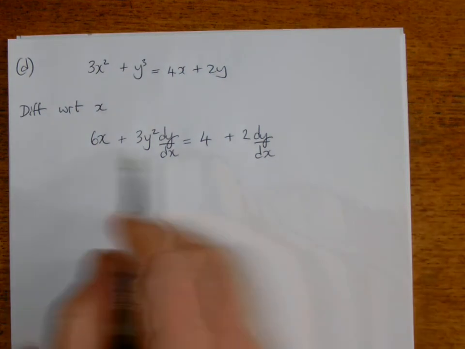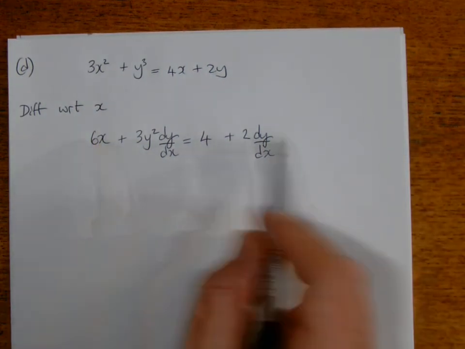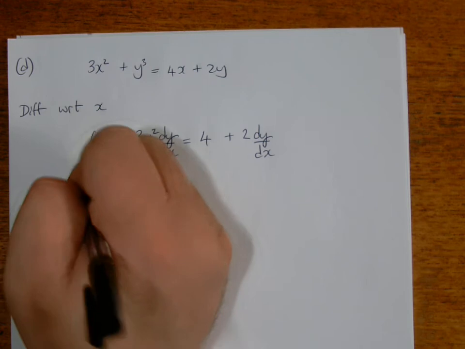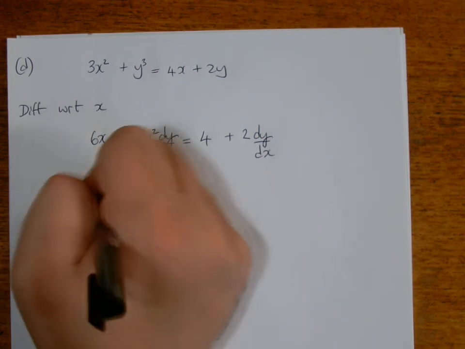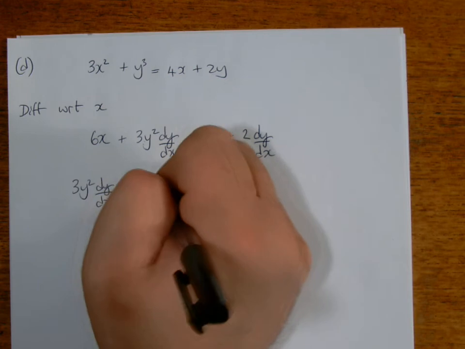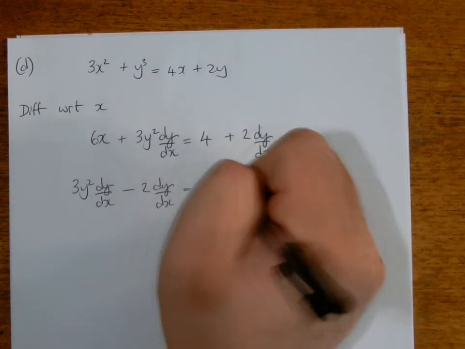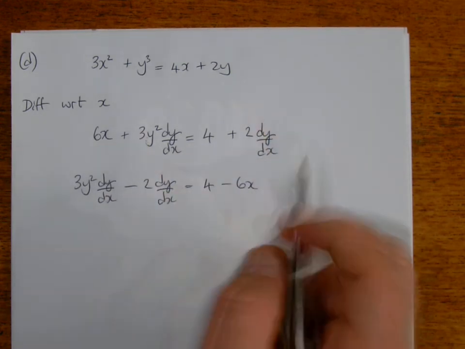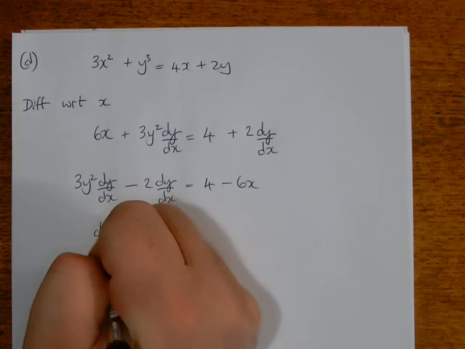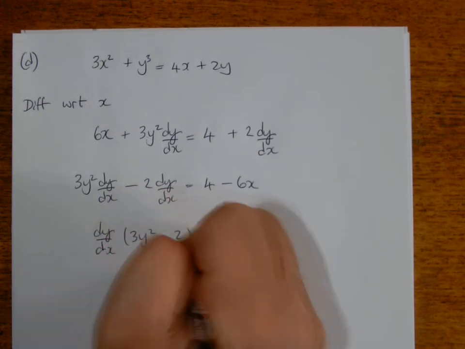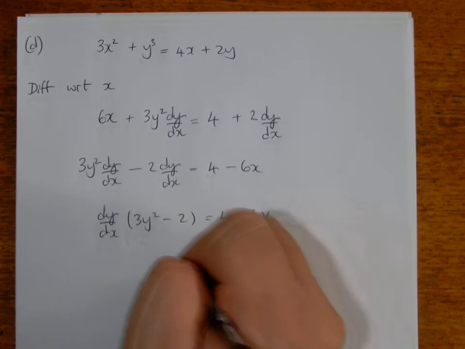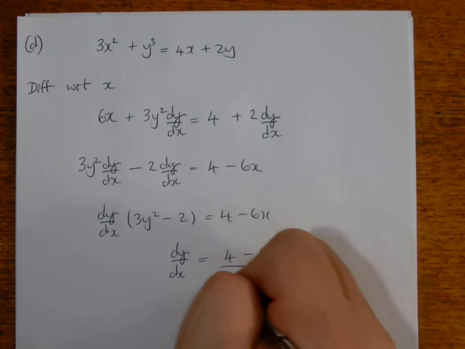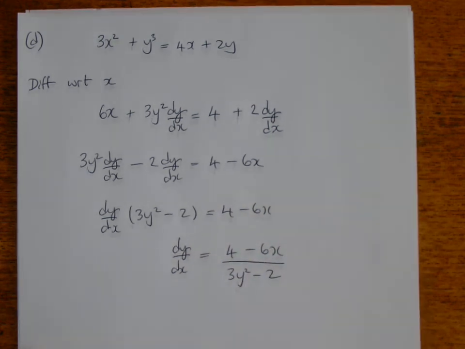Okay, so if we look at all the terms, there's no common factor here, because that one's odd, isn't it? The rest are even, but that's odd. So get the dy/dx's onto one side. So maybe we'll do this. We take the 6x over. We bring the dy/dx over this side. Factorize then the dy/dx. So my dy/dx is equal to 4 minus 6x over 3y squared minus 2. And you take it over and divide.